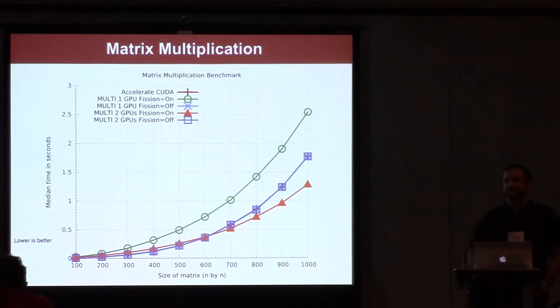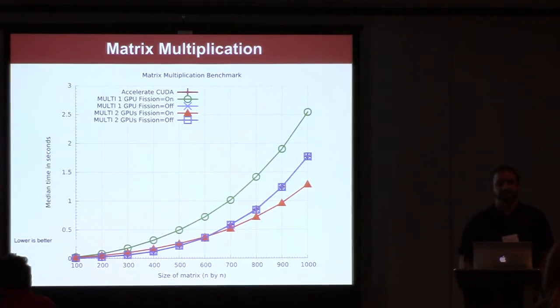The next one we look at is matrix multiplication. This one shows that if you fission on a single GPU, it gets worse, which is what you would expect because you have extra overhead in doing all of that. But when we have 2 GPUs and fissioning on, we get a slight performance improvement, although not quite as good as before.